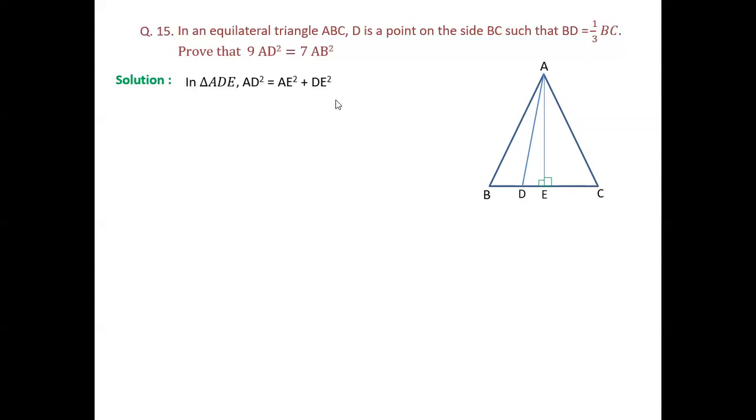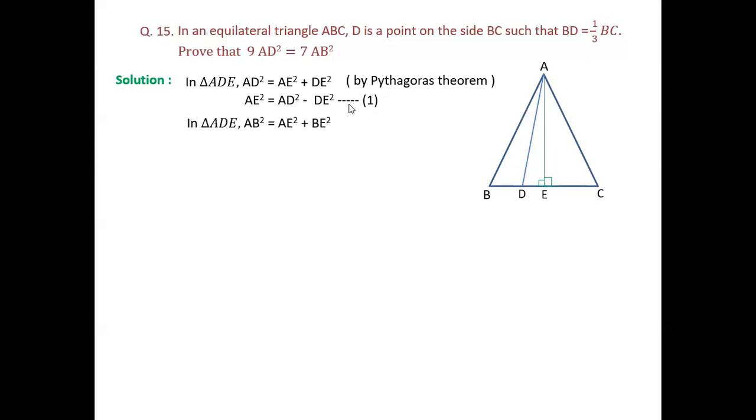Now, in triangle ADE, that is this small triangle, AD is the hypotenuse, so AD square is equal to AE square plus DE square. This is by Pythagoras theorem. Now, AE square is equal to, I can take DE to the left, so it becomes AD square minus DE square. Let this be the first equation.